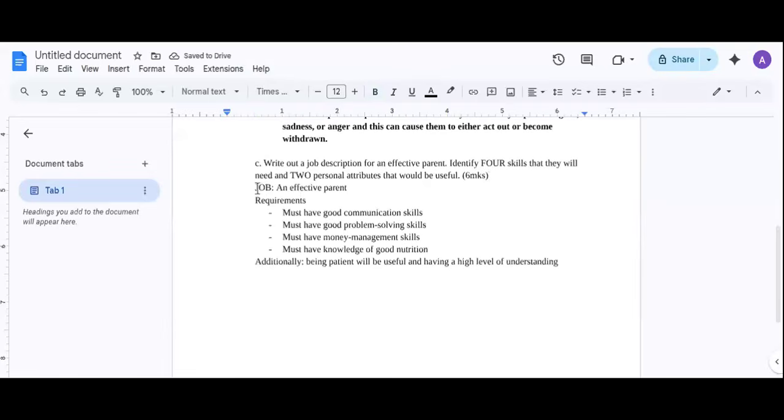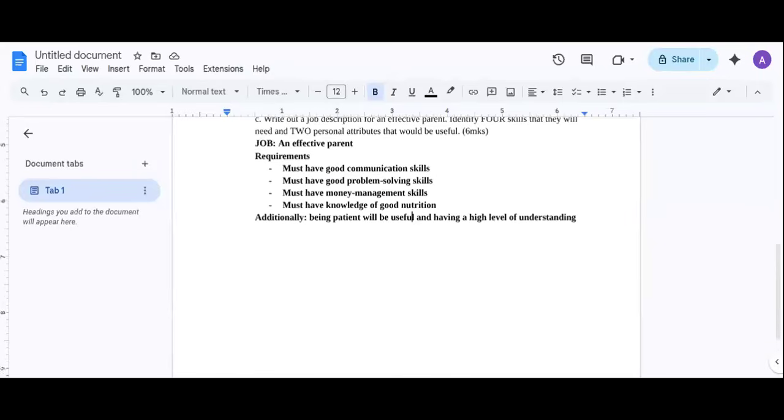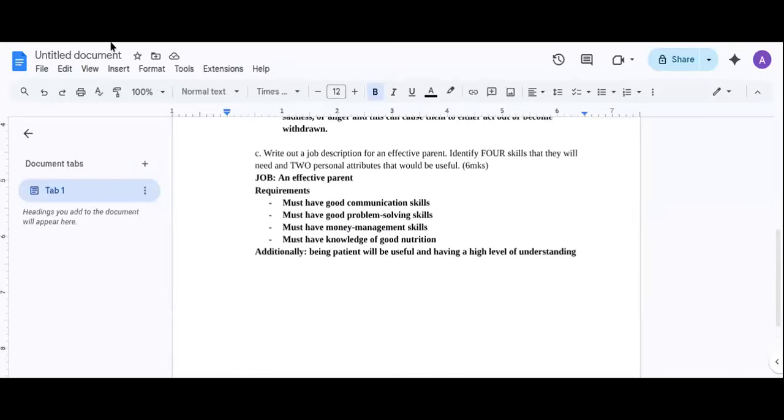Right, so what I would have done, write out a job description. I just put job: effective parent, requirements, and I would have listed out requirements. Must have good communication skills, good problem solving skills, money management skills, knowledge of good nutrition. You could have had it just like personal attributes, and you put it. I have additionally, being patient will be useful and having a high level of understanding. And just like that, you have your 14 marks.